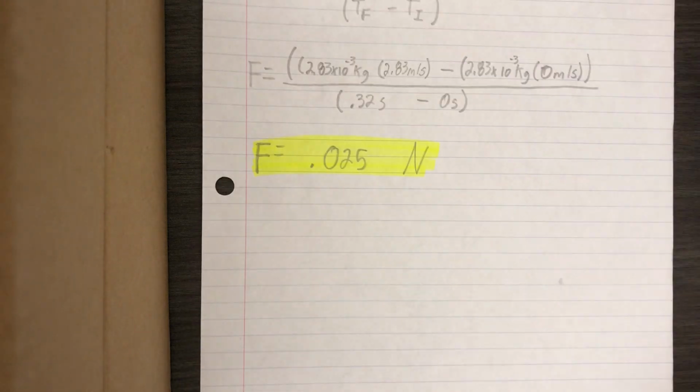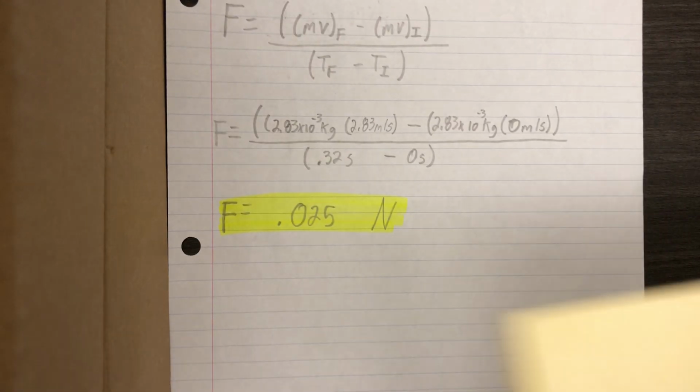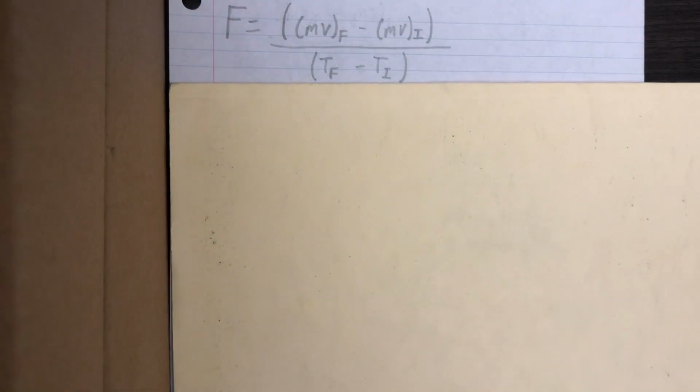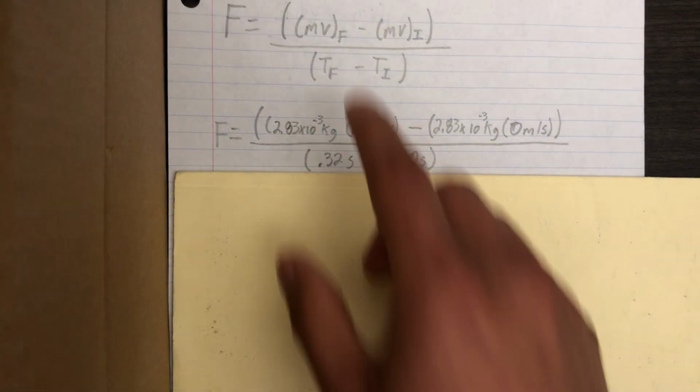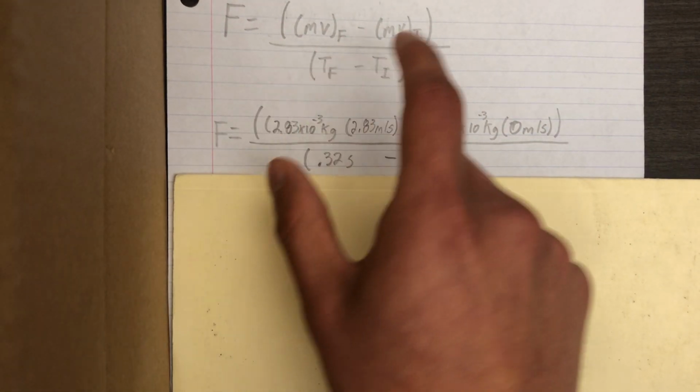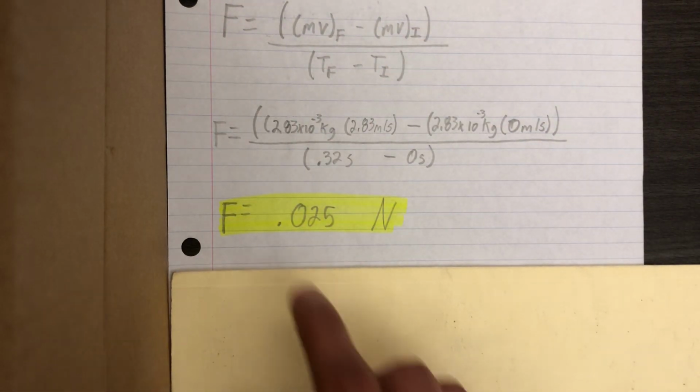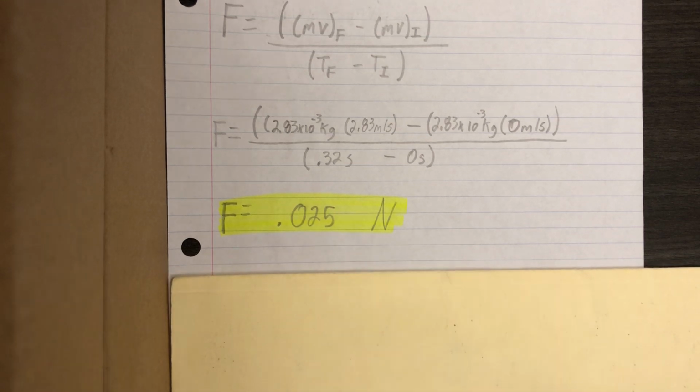After that, I was able to do the thrust force. The thrust force was mass times velocity of the ending minus mass times velocity of the initial, over the final time minus initial time, and that gave me an answer of 0.025 newtons.